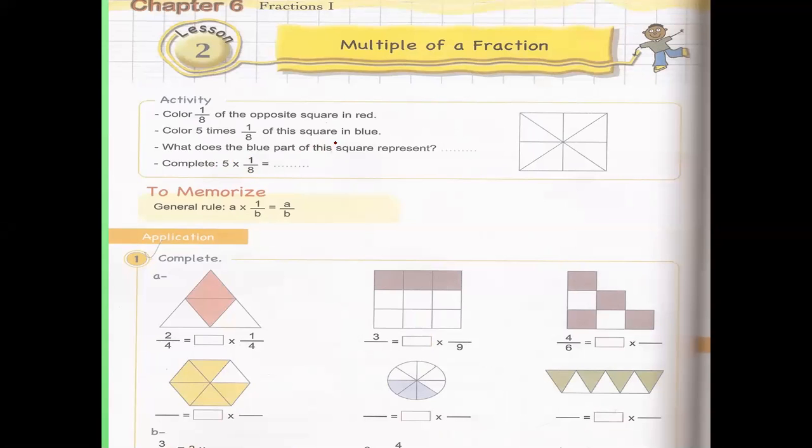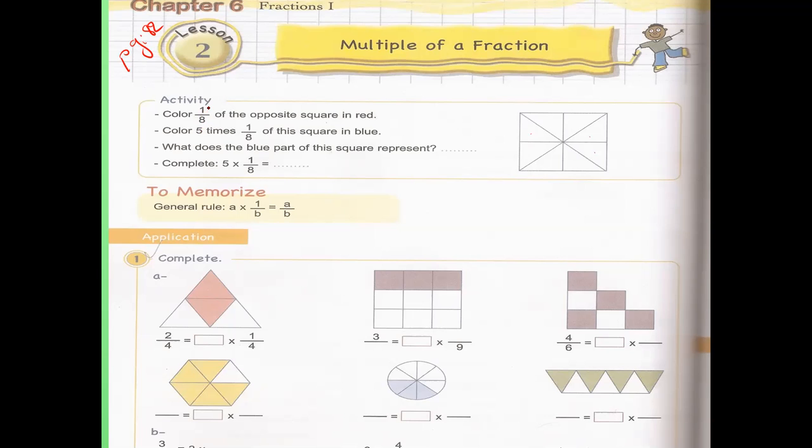Let's start doing the activity, page 82. Please, I will write everything on pages 82 and 83, copy it into your math book, okay? Color 1 out of 8 of the opposite square in red. If you look at this square, into how many parts is it divided? 1, 2, 3, 4, 5, 6, 7, 8. So we divide this square into 8 equal parts. We will color 1 part out of 8.